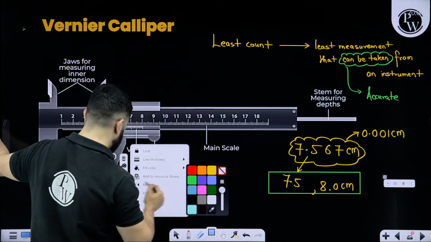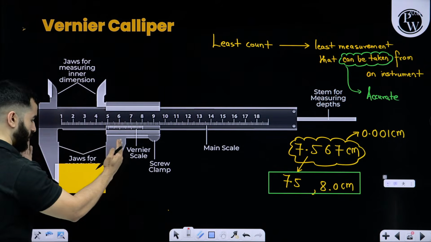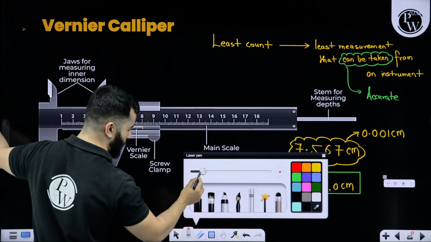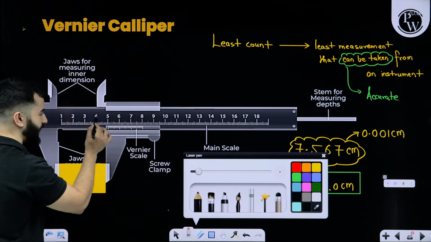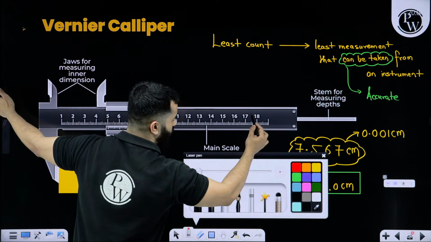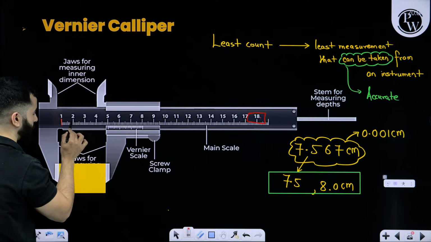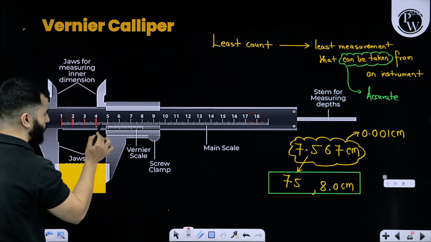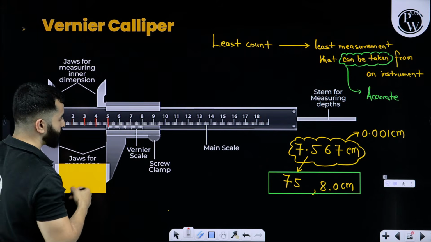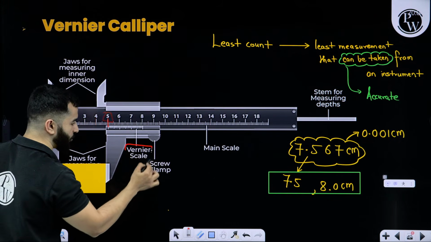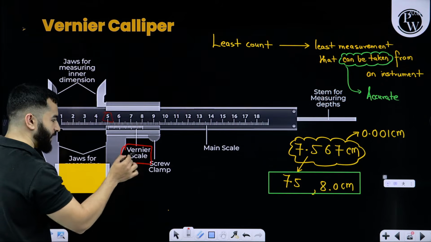So we'll keep it between the jaws, we'll close the jaws, and then the first thing that we are going to do is read the main scale reading first. You can see here you have got 1 division, 2 division, 3 division, 4 division, 5 division, right? And after this 5th division, we'll take the help of the vernier scale.